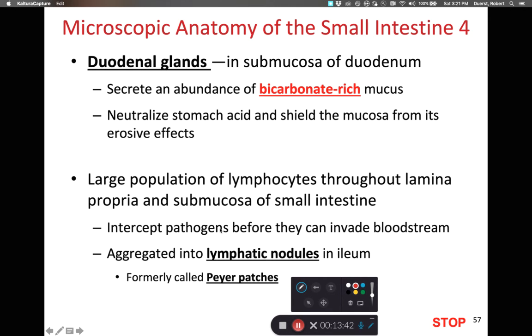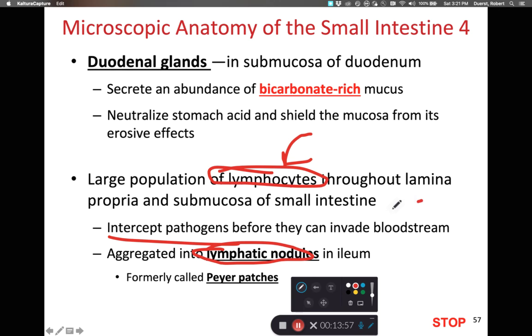We also find that we have a large concentration of lymphocytes within the lamina propria and submucosa of the small intestine. And these lymphocytes in particular are going to function to intercept pathogens. They're going to be concentrated mostly within the lymphatic nodules at the very end, the ileum, right next to the end of the small intestine. These lymphatic nodules were formerly referred to as Peyer's patches. I'm a little older and crustier, so that's what I had to learn back in the day. Lymphatic nodules, though, is a more descriptive term.